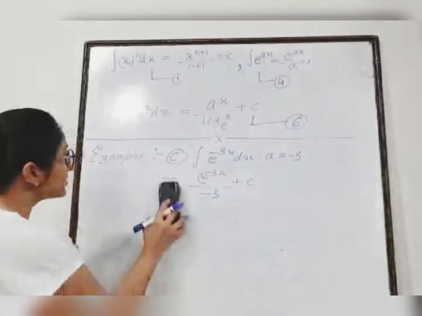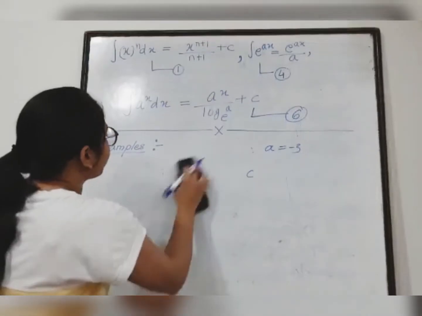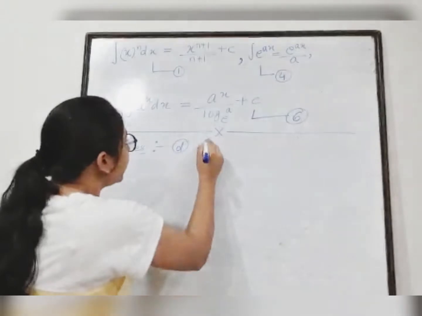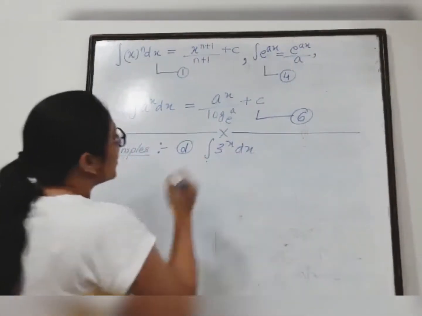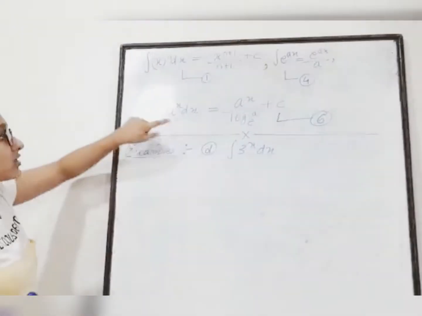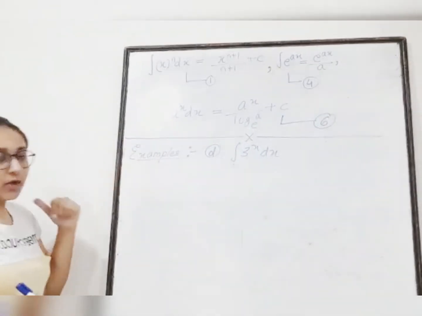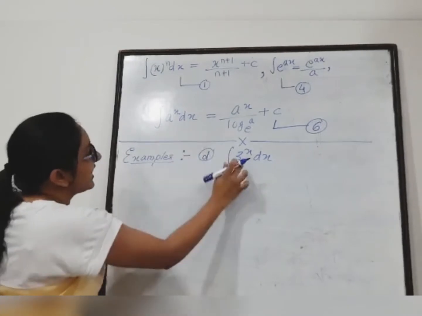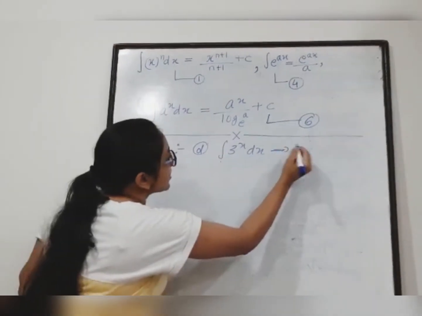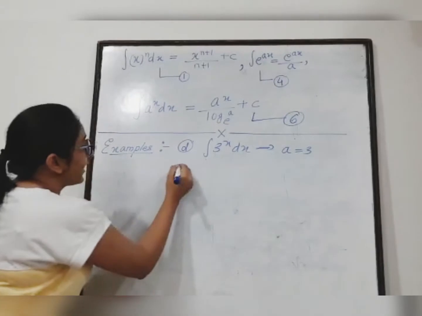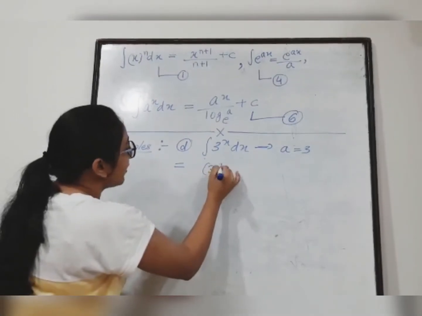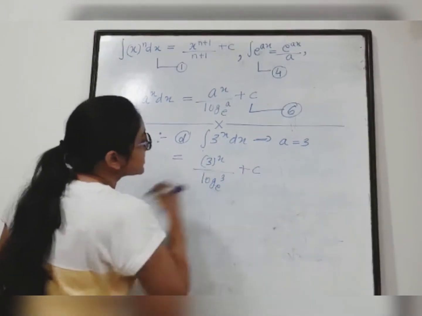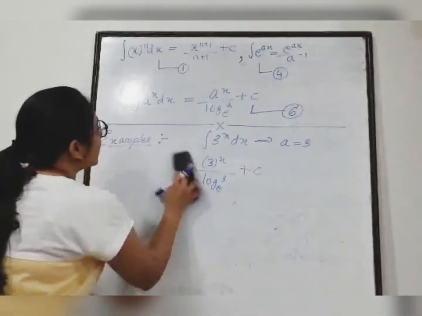The fourth question is the D part of the problem. It is integration of 3 to the power x dx. This can be solved using the sixth basic formula which I taught previously. Let's compare this. So here a is 3 and x as it is. So this applies a equals 3. And the second step will be 3 to the power x divided by log 3 to the base e plus c.